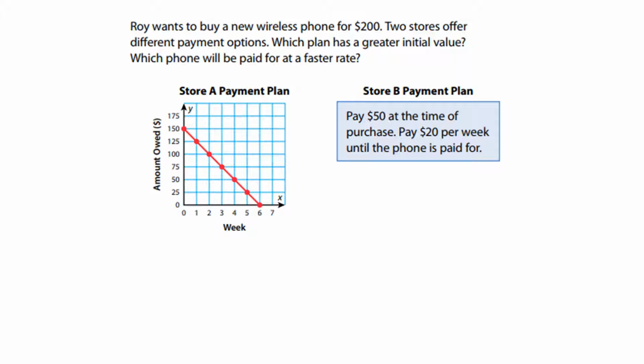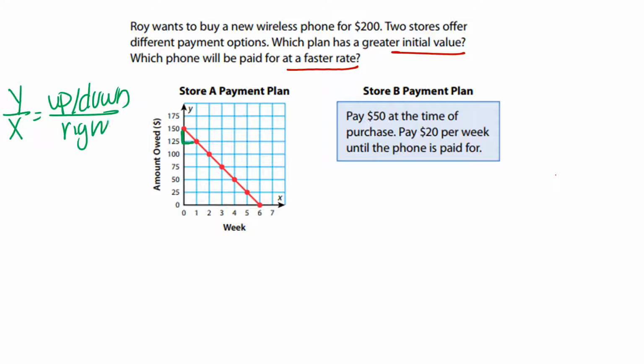Roy wants to buy a new wireless phone for $200. 2 stores offer different payment options. Which plan has a greater initial value? Which phone will be paid for at a faster rate? So, we're looking for both the initial value and the rate of change. So looking at store A, we're going to start there. On a graph, we can find the rate of change by seeing how much we're going up or down and then over. We write it as a fraction y over x. So it's going to be up or down and then always to the right.